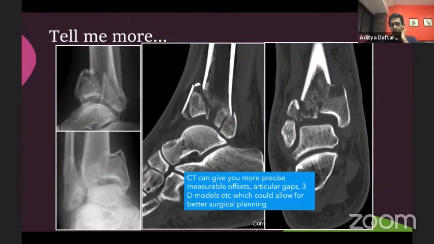So it can give you more precise, measurable offsets and articular surface gaps. And in today's day and age, you can also get 3D modeling done, which can allow you to actually play with those fracture fragments in real life before you do surgery, to help you do the best possible thing for the patient.